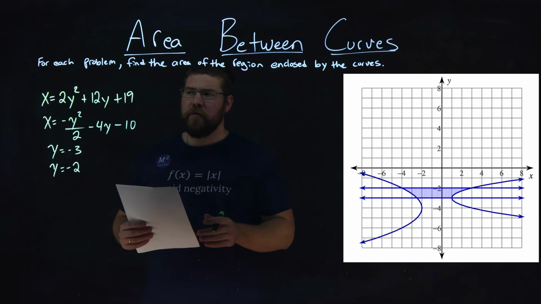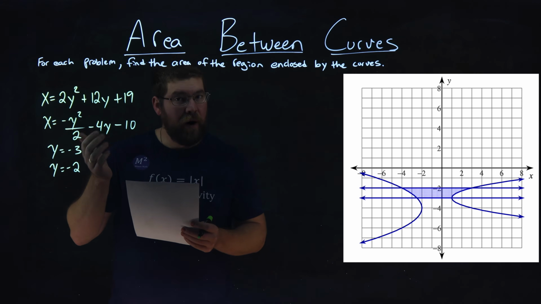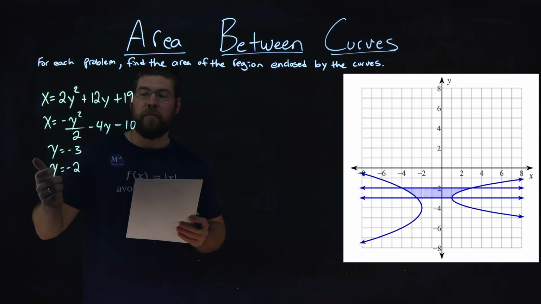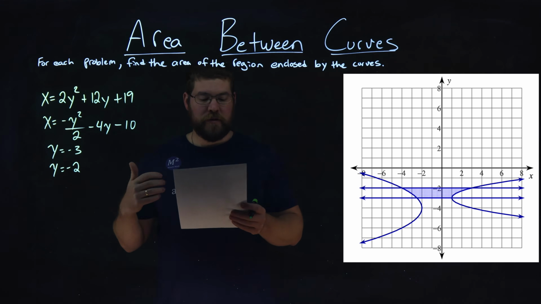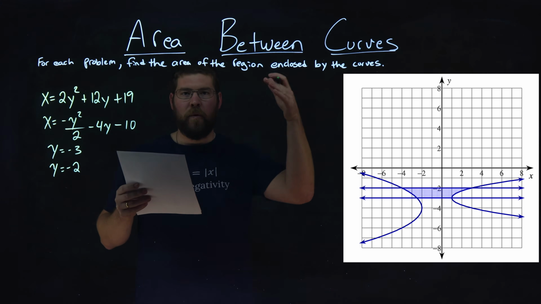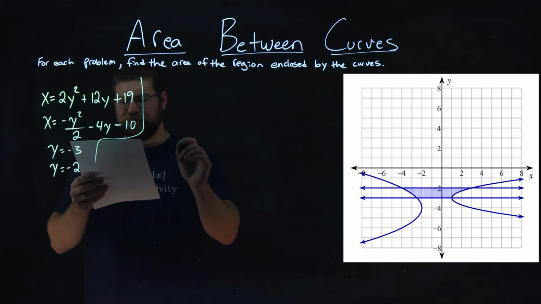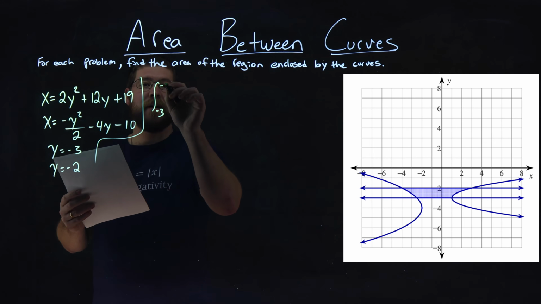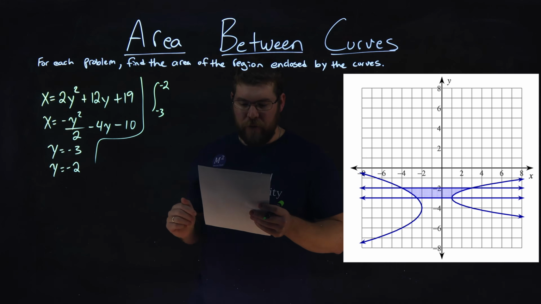Now, what's interesting here is my first two equations are with respect to y. And with the other ones, y equals negative 3 and negative 2, we actually want to integrate with respect to y. So we're going to start with the lowest y value when we make our integral. That's going to be our integral from negative 3 to negative 2. The lowest y value, we're going to integrate in that way.